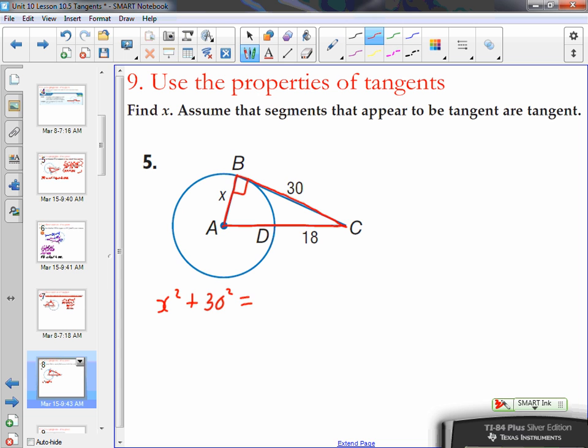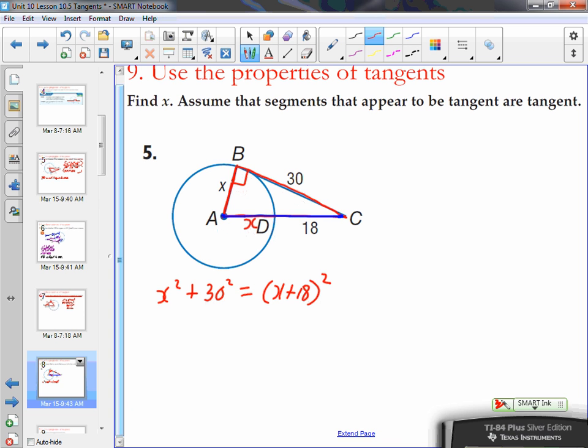18 is not the hypotenuse. What's the hypotenuse? X plus 18, good. Because if one of the radii is x, so is the other one. So the whole distance from A out to C has to be x plus 18, doesn't it? And we have to solve for x. So when I square the hypotenuse, it's that parentheses, x plus 18 squared.